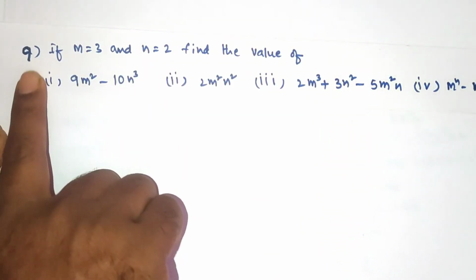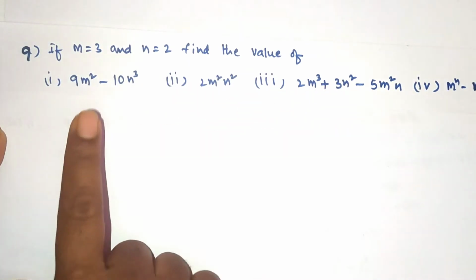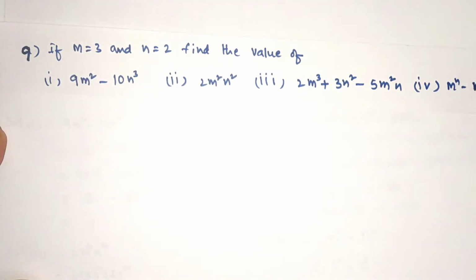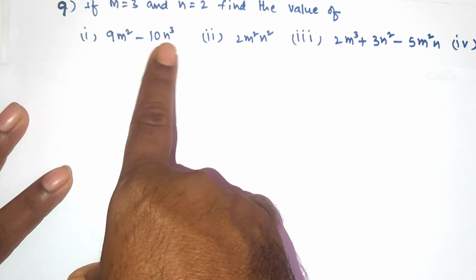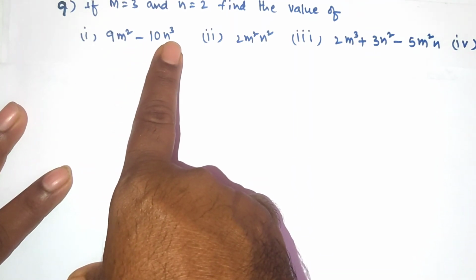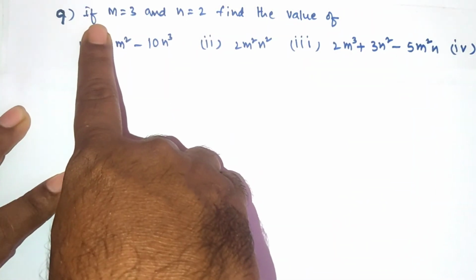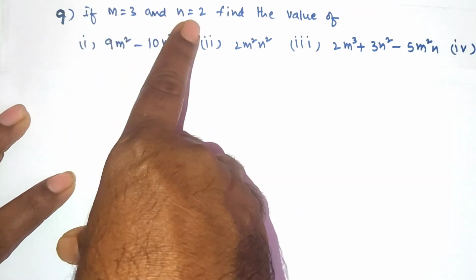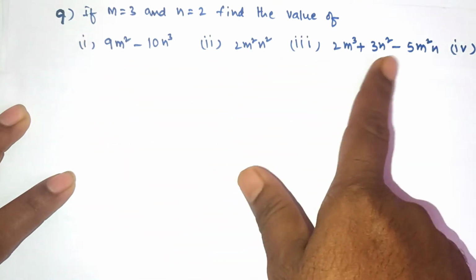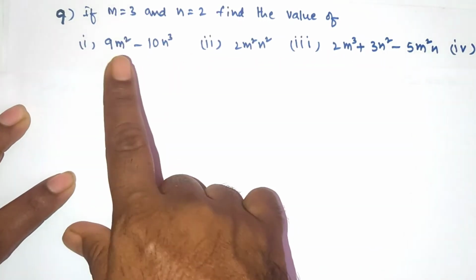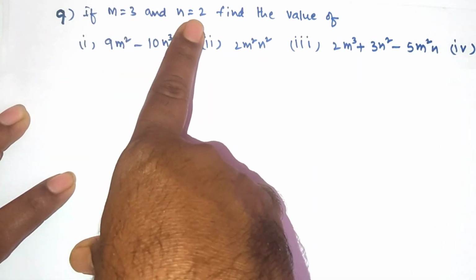In problem number 9, there are 4 problems: 1, 2, 3, 4. We are going to solve all these problems. First problem is 9m square minus 10n cube. In the question, what he says is if m is equal to 3 and n is equal to 2, find the values of all these equations when m is equal to 3 and n is equal to 2.